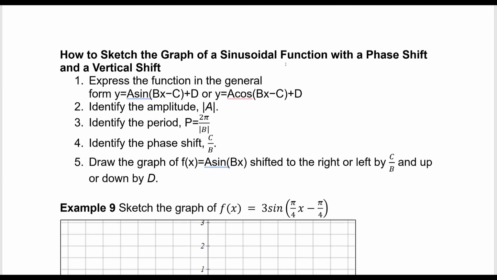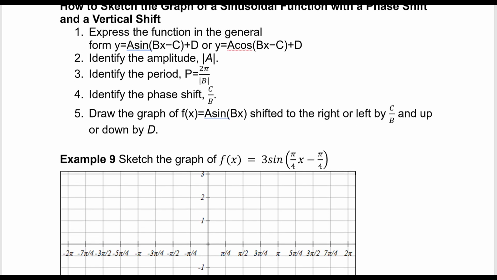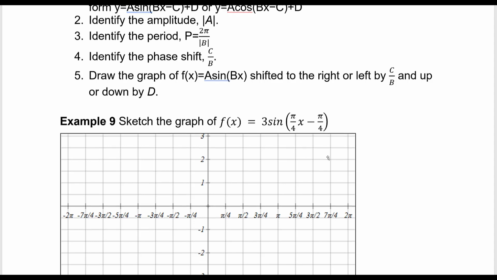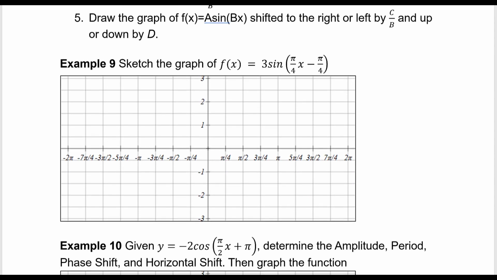How to sketch the graph of a sine function with a phase shift now and a vertical shift. So we're going to put it in this notation. Identify the amplitude, identify the period, identify the phase shift, and then draw the graph. And then shift to the right or left by C over B and up or down by D. Okay, so let's take a look at this next one.